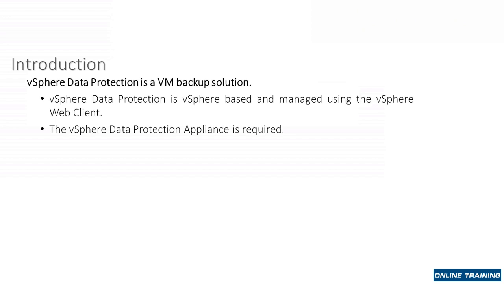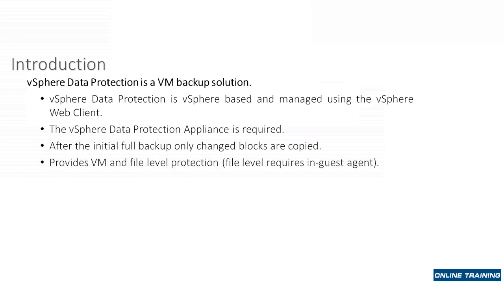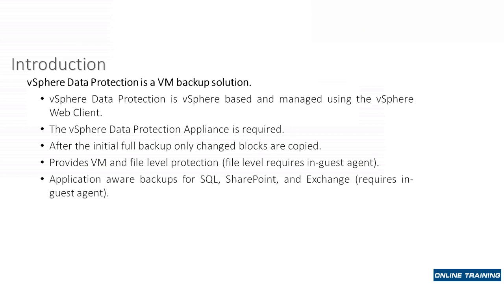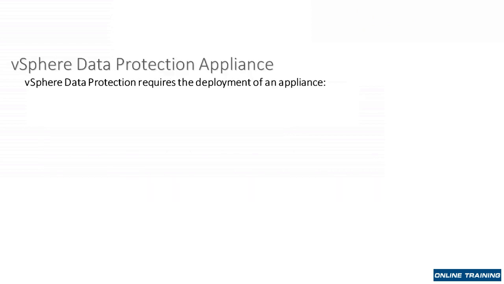Now, you do have to deploy a special virtual machine called vSphere Data Protection Appliance, and it's an incremental backup solution, meaning once you create a full backup, only changed blocks are copied with each additional backup. So the goal there is that the amount of work required for each backup job is minimized because only changed blocks need to be copied to the backup location. It provides virtual machine level protection and file level protection as well. And it even includes application aware backups for SQL, SharePoint, and Exchange if you install an in-guest agent.